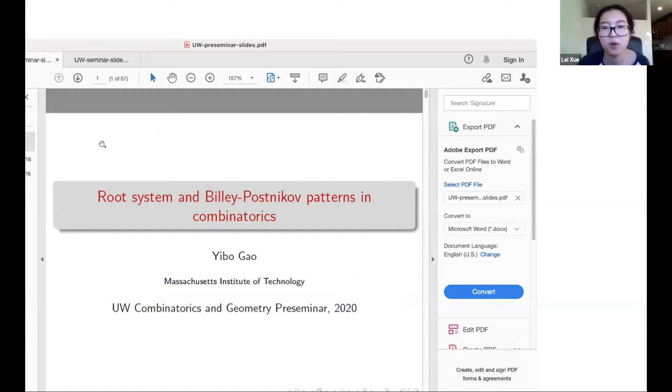So welcome everyone. Welcome to the pre-seminar. Today we're happy to have Yibo Gao from MIT, and he's going to talk about, it's a different title, root system and, is that the, wait, no, is this the right slides? That is only the pre-seminar. Okay. Okay, so he's going to talk about root system and Billy Postnikov patterns in combinatorics.